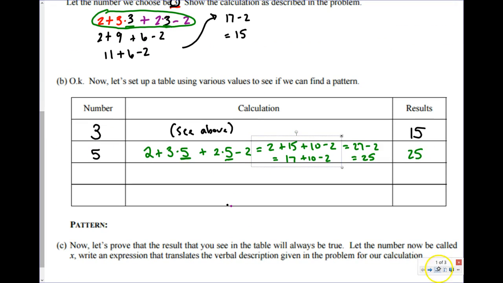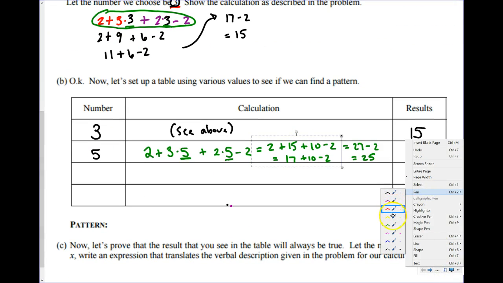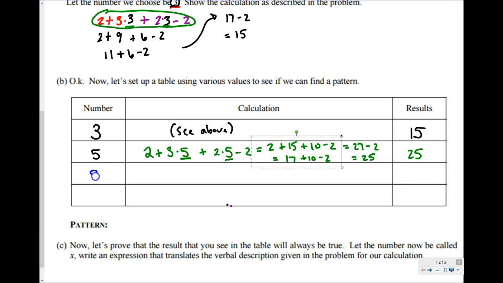Let's pick a different number now. How about the number, I don't know, let's try 8. Okay, so now I've got 2 plus 3 times 8. Remember, I'm just changing in the 8. Plus 2 times 8 minus 2. I'm just using the same English translation. I'm just trying different numbers to see if I can find a pattern.